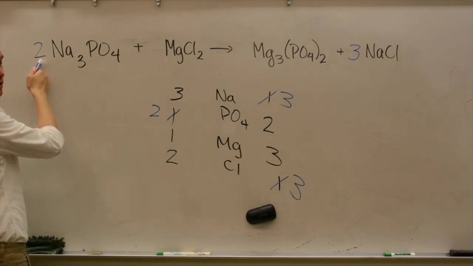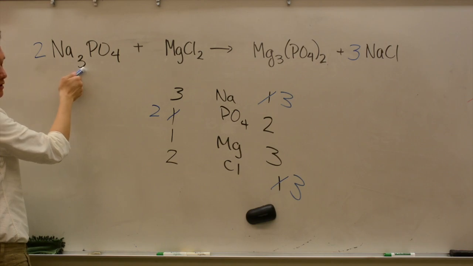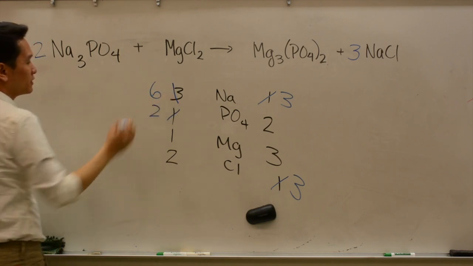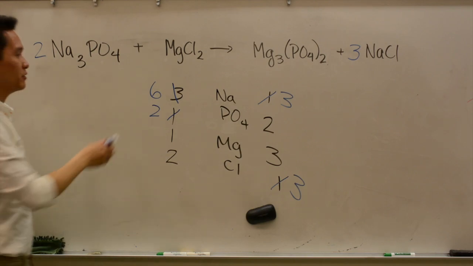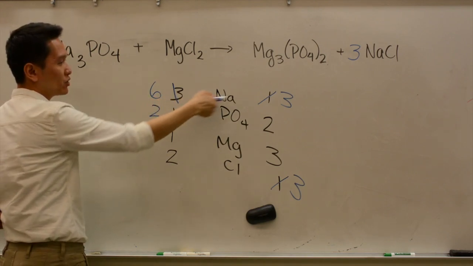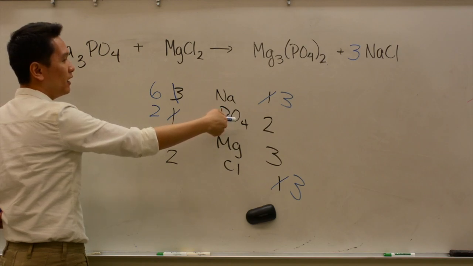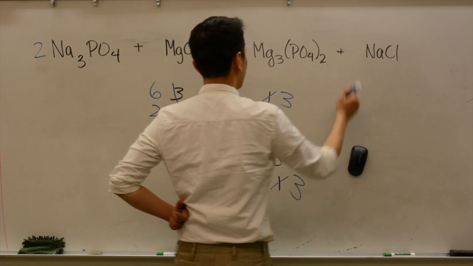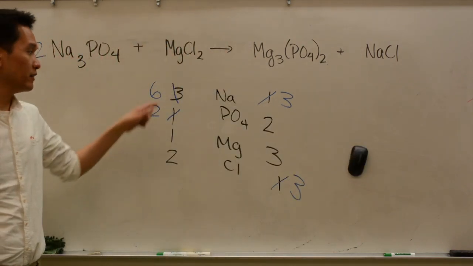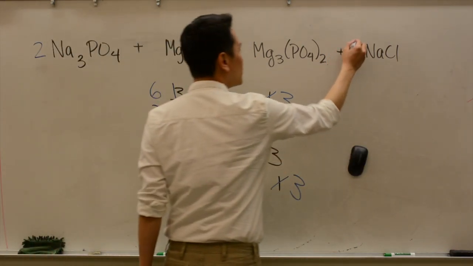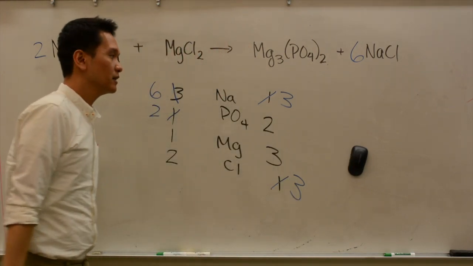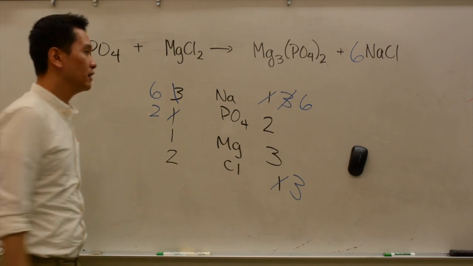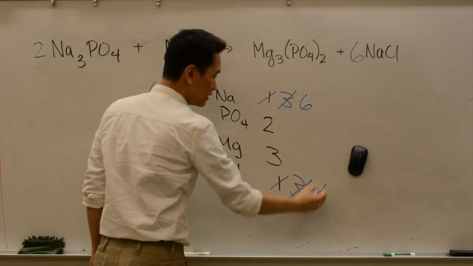And notice what else happens. This changes sodium too, right? 2 times 3, that's now 6. So we might want to go back and change this one because now sodium has changed. Instead of multiplying by 3, instead we need to multiply by what? We have 6 sodium, right? So we have to have it multiplied by 6. That means this 3 is now 6. Yay, balance. Remember the chlorides also changed?